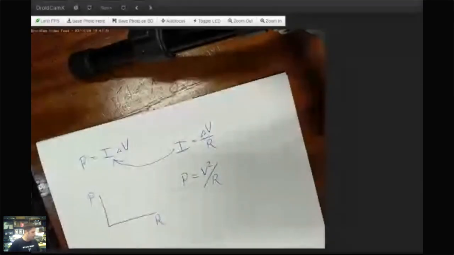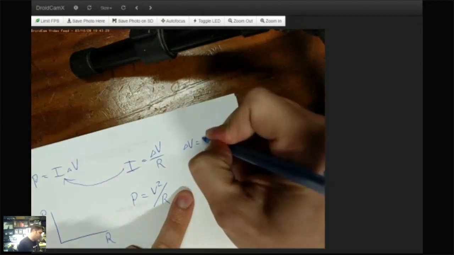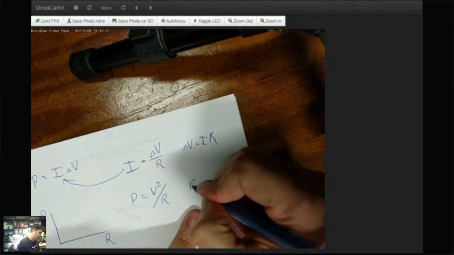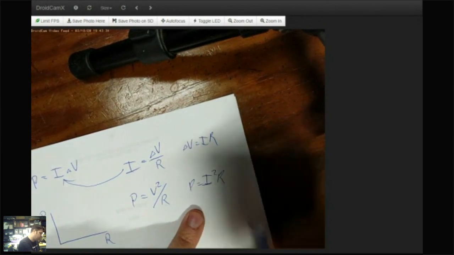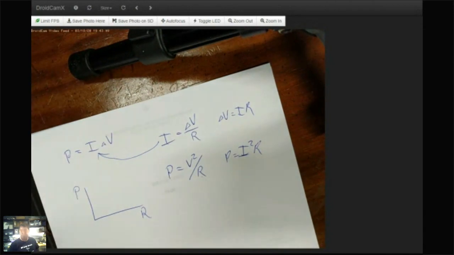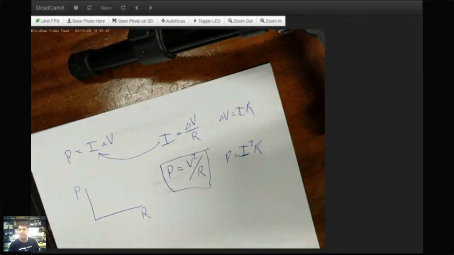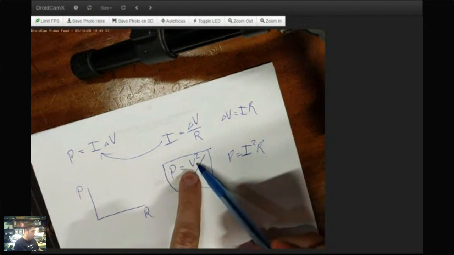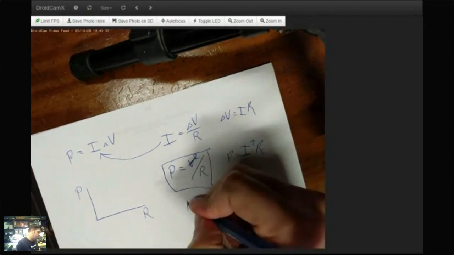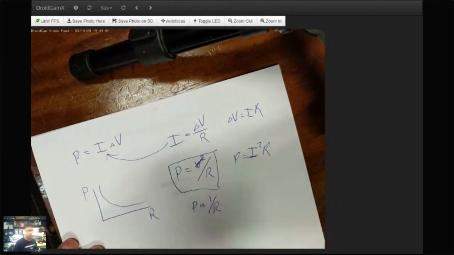Now, some of you are saying, well, sure, but couldn't I have also solved this for V and said V equals IR and got power equals I squared R? And absolutely you could have. And that may be very valuable in a future question. But the reason that this one is better is because in the question, they told us the voltage was constant. And if the voltage was constant, I want the one with the V in it because I get to ignore that. I say power is proportional to 1 over R, which should look like our inverse graph, which is choice A.